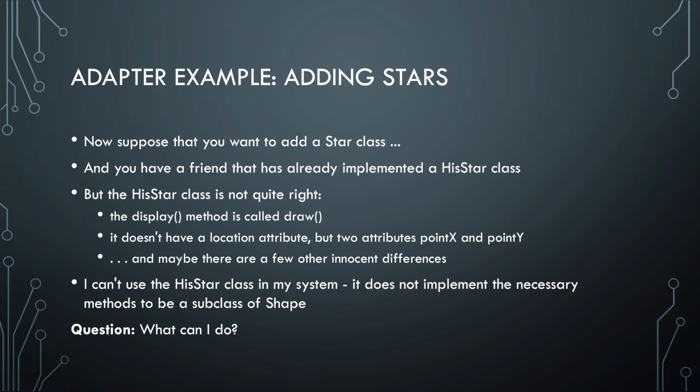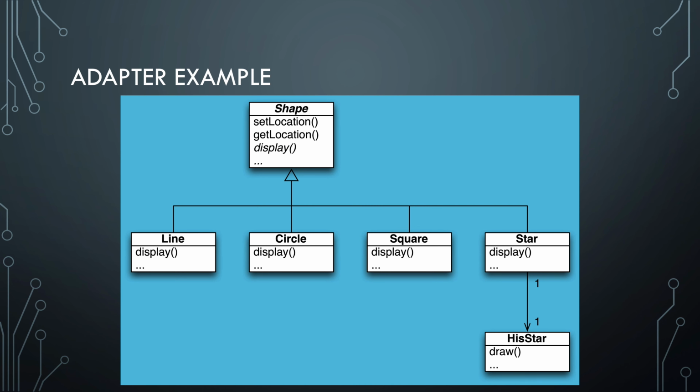You can't use his star class in the shape system. It doesn't implement the right methods to be a subclass of shape. What can you do? This is where the adapter pattern comes in. You create a class star that does have the right methods. And that class is a wrapper around the original his star that you'd like to use.